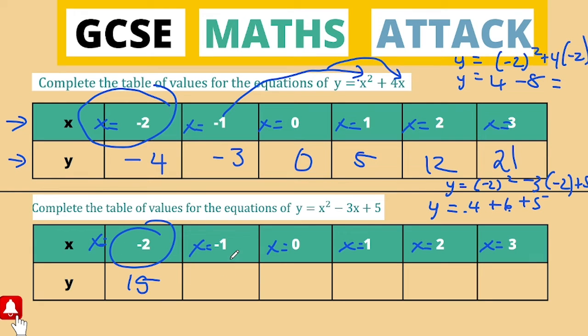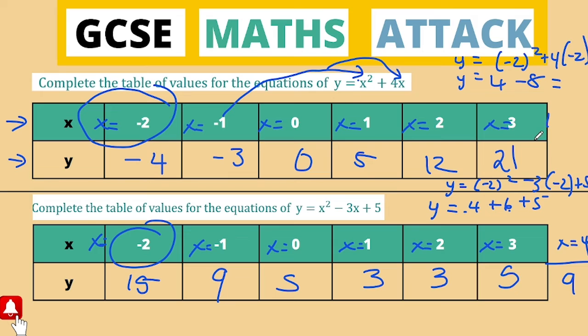Okay, so you will do that throughout the whole x values. You will substitute it into this formula and it will pop out all the y values. So the next one would be a 9, the next one would be a 5, the next one will be 3, the next one will be 3 again. As you can see, there's a symmetry formulated, so the next one will be 5. And if I was going to ask you for x equals 4, then your answer would have been a 9.